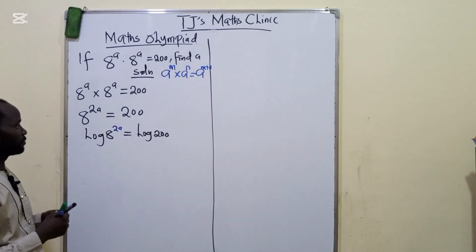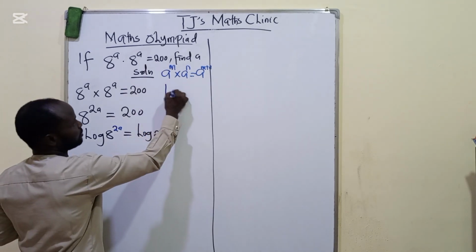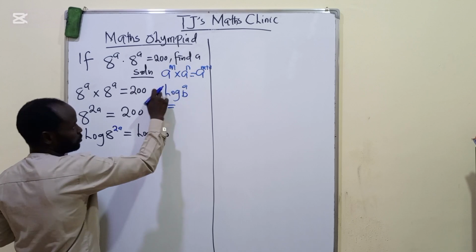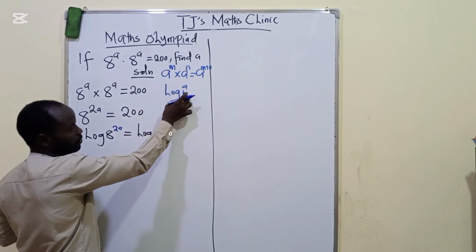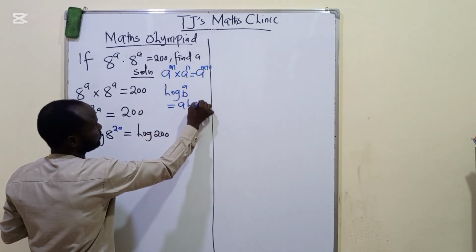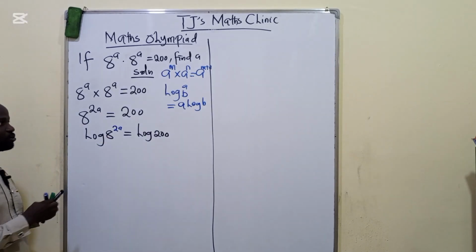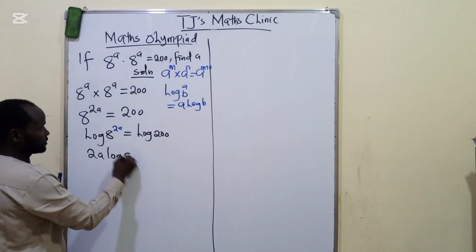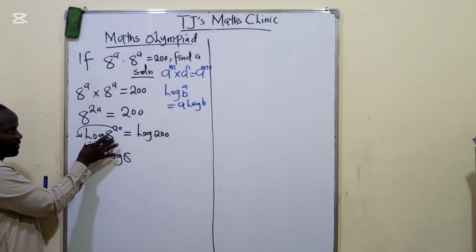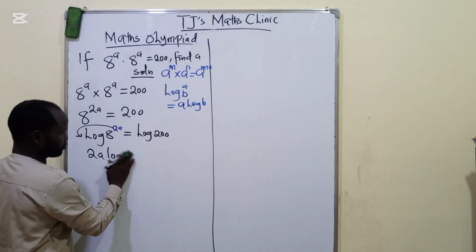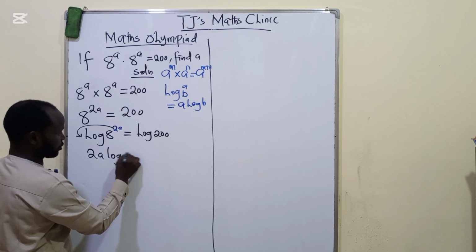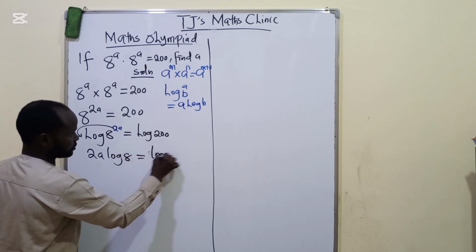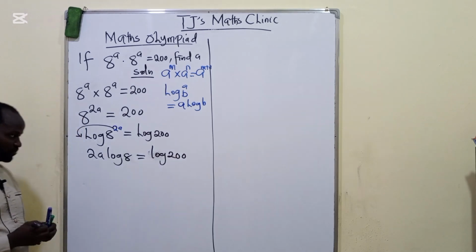if we have log b power a, this is the same as a log b. The power a will fall back here to multiply the log. So we apply that law here. This will now be 2a log 8. We bring this 2a backward here to multiply this log 8. So it will be 2a times log 8 equals log 200. I hope we are together.